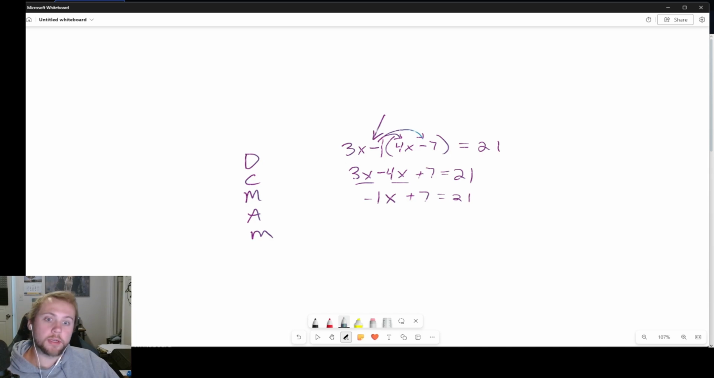Well, now it's a two-step equation. We subtract 7 on both sides, and we get negative x, or negative 1x, is equal to a 14. But I don't care what negative x equals. I care about what positive x equals.